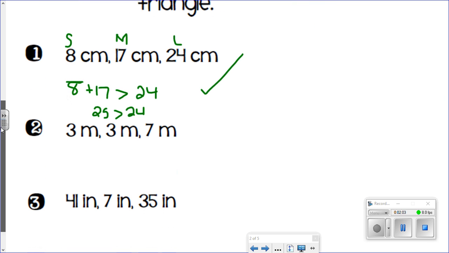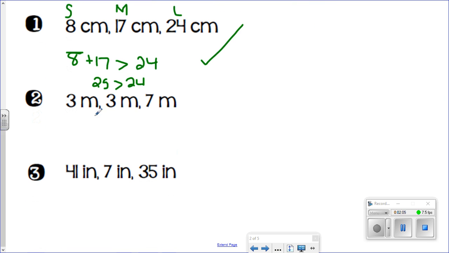So let's look at example 2. Now, we have two numbers that are the same, so it doesn't matter which one is the small or the medium. I'll just make this 3 the small, this one the medium, and this one the large, because that is the biggest number. So we want to see if we add these two, is it greater than the biggest one? So we do 3 plus 3.